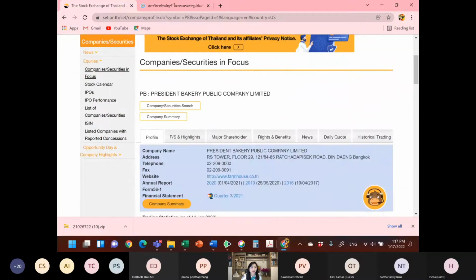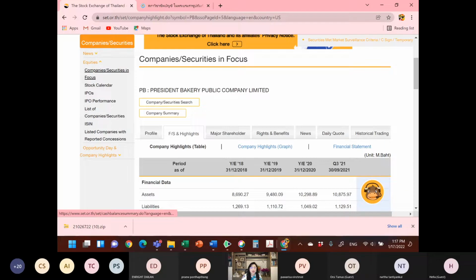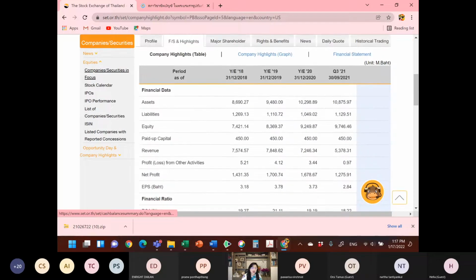And let me go to this financial statements and highlights. If you want to see quick information in terms of the financial numbers, then you click on this financial statements and highlights.